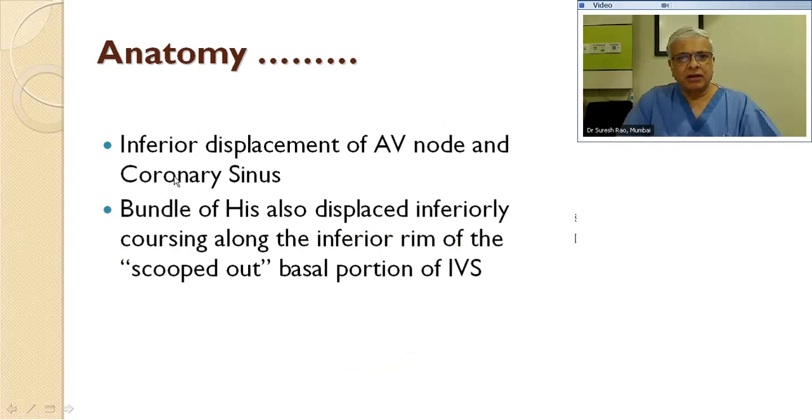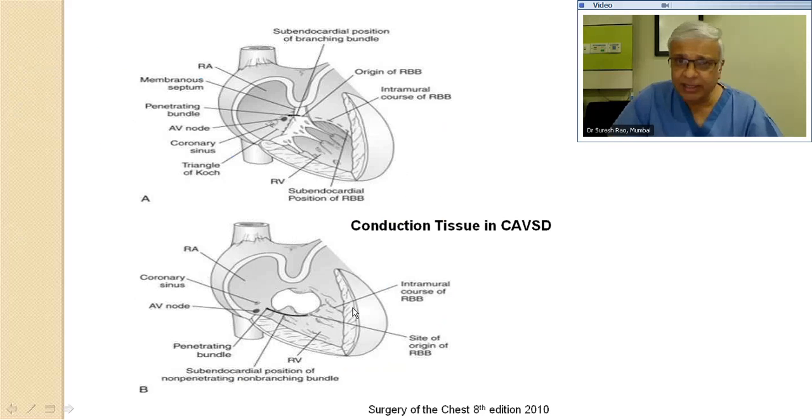There is also an inferior displacement of the AV node in the coronary sinus, and the bundle of His is also displaced inferiorly, coursing along the inferior rim of the scooped out basal part of the IVS. This is extremely important for the surgeon to know, because as you can see here, this is the normal heart, this is where the node and the bundle are, and this is where in the AV canal you find it displaced more posteriorly, on the posterior inferior part of the scooped out atrioventricular septum.